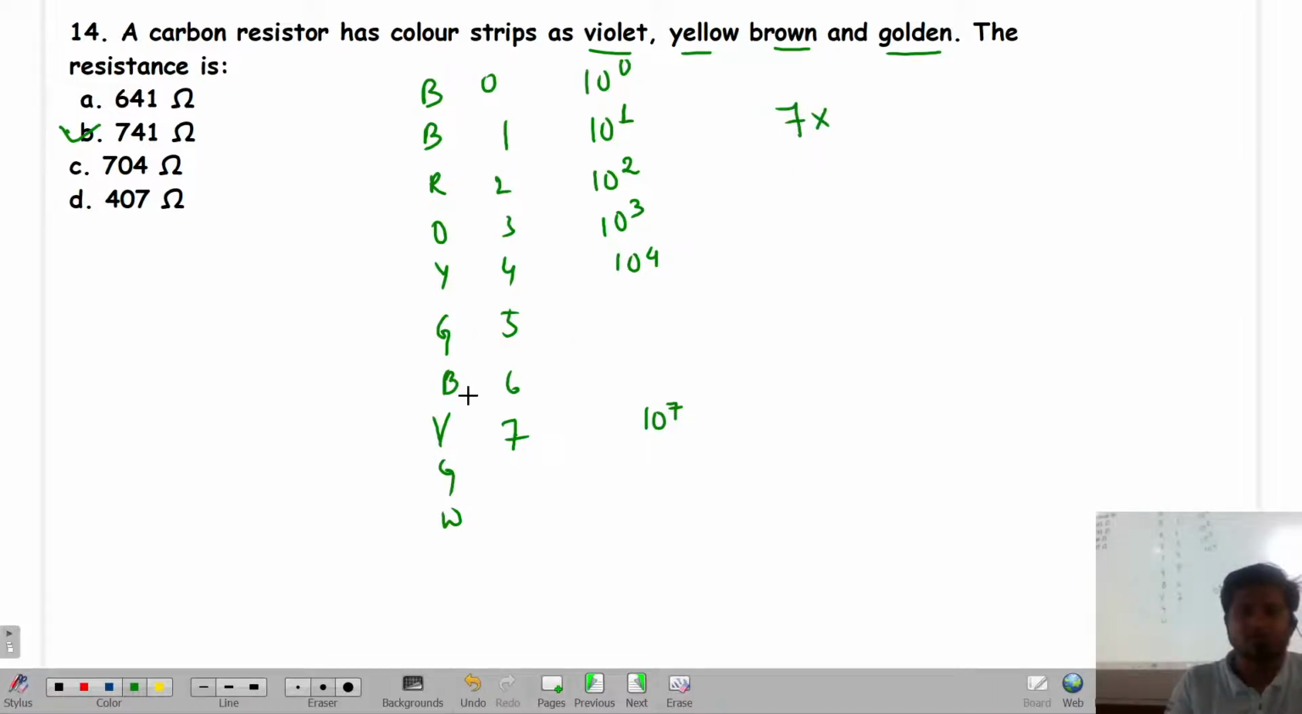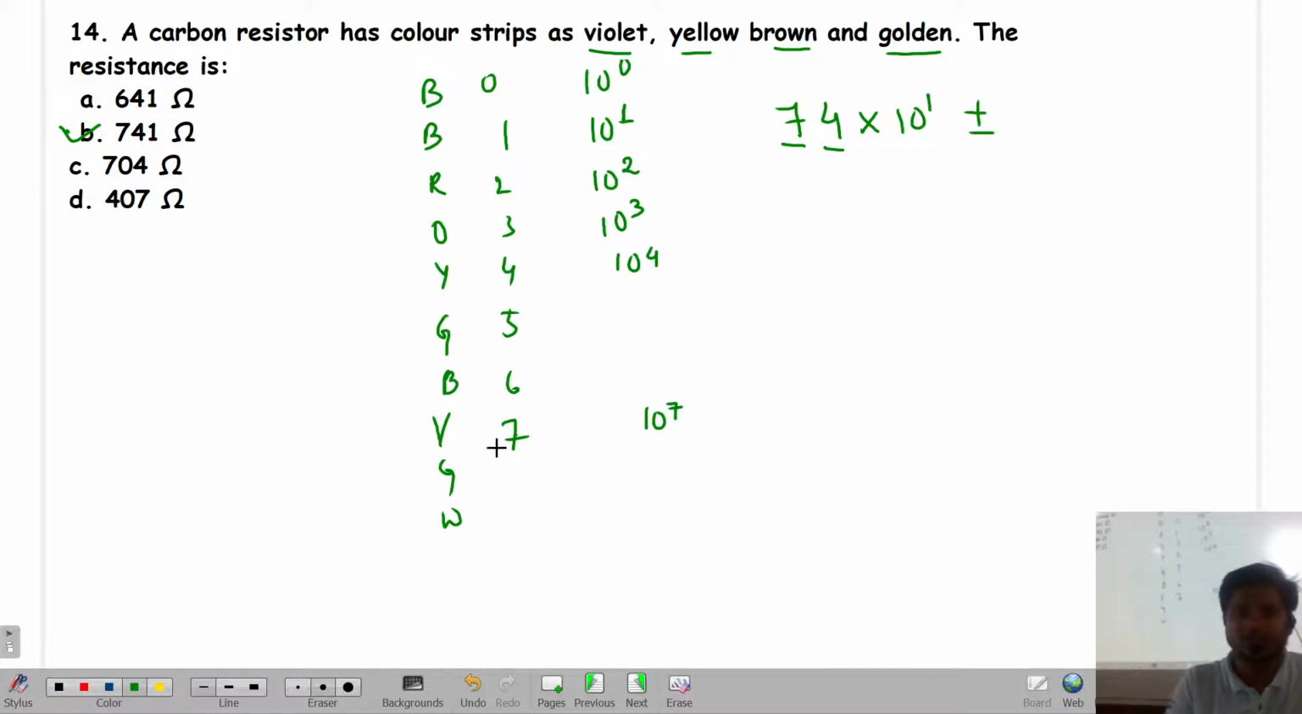After that, yellow is there. So 10 to the power of... sorry. Yellow is 4. I have forgotten. First number, then again number, after that multiplication comes. Yes or no? After that brown. So brown is 10 to the power of 1.